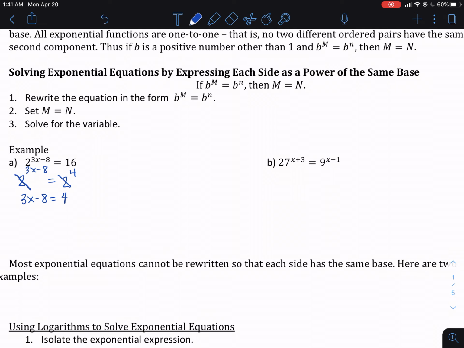So we add 8 to both sides. 4 plus 8 is 12. So 3x equals 12. Divide both sides by 3. And x equals 4.